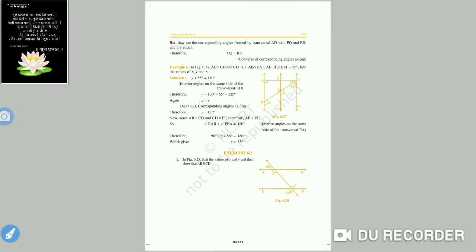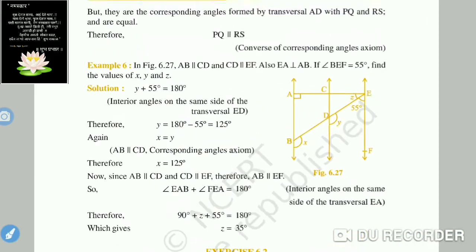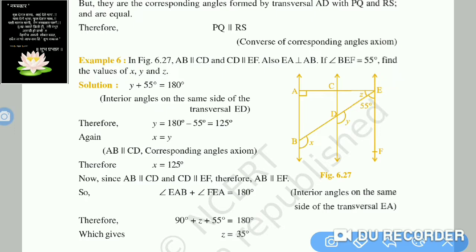PQ is parallel to RS. That is the converse of the corresponding angle axiom. Now let us see one more example here.